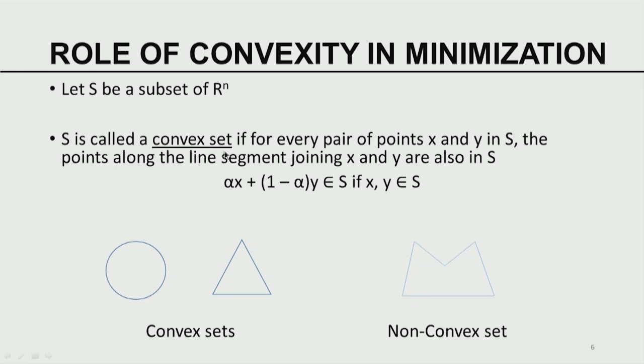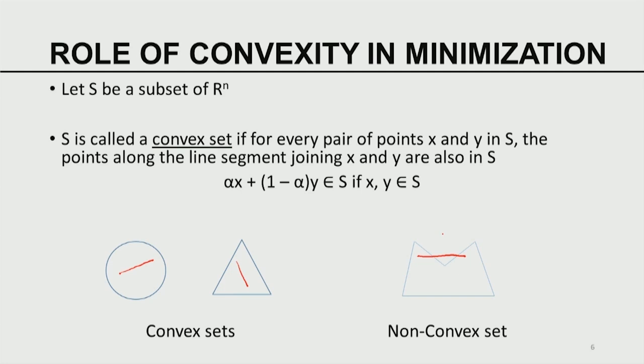I call S a convex set if for every pair of points x and y in S, if I join them by a line, the line segment joining any two points x and y completely lies in S. For example, in the case of a circle, if I pick a point here and another point here and draw a straight line, the entire line is within it. But if I pick a point here, part of the line is outside the set. So this is not convex; these are convex sets.